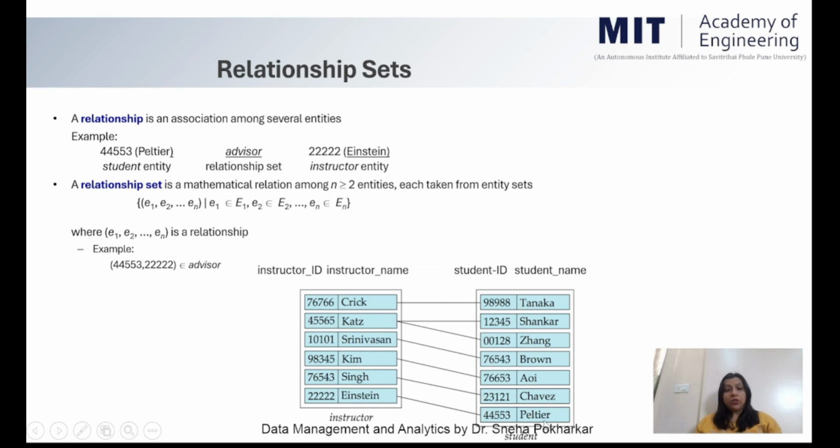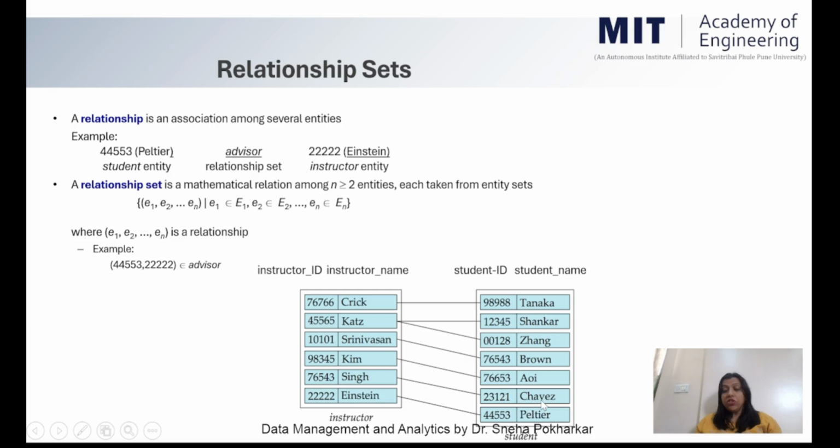This is the Peltier student, right? And whose advisor or mentor is Einstein. So that is 22222. In this way, these two entities are related with each other. And what is the relationship? The relationship is student and mentor. So for Peltier, the mentor is Einstein, 22222.